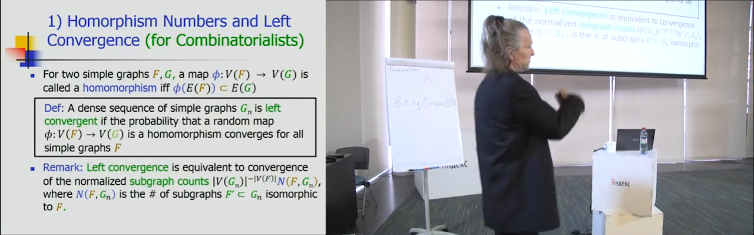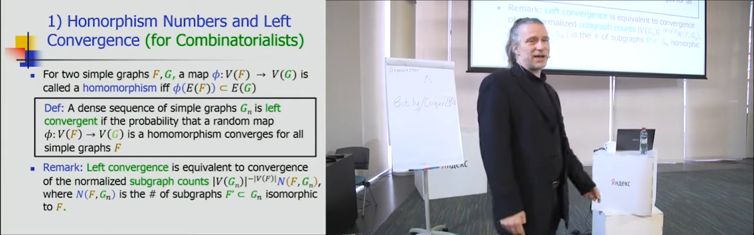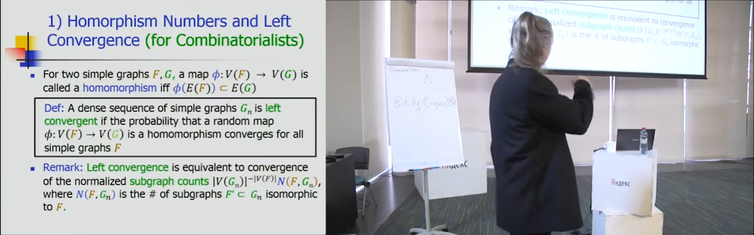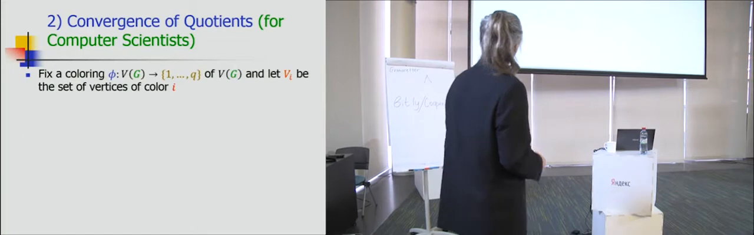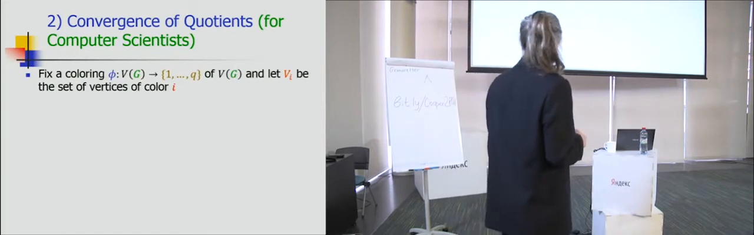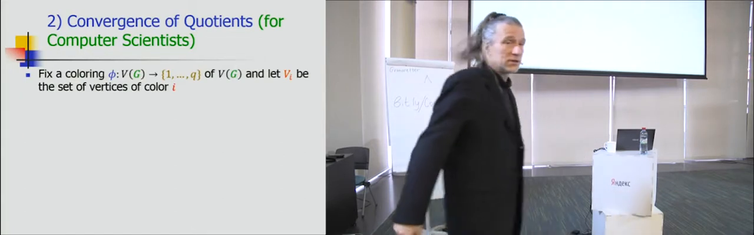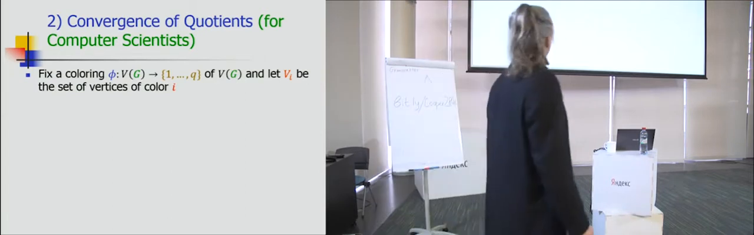And the homomorphism is just a sometimes more mathematically convenient way where you count it in many ways, and anyhow, they're not that different. Okay, so what about quotients? That's my second notion.